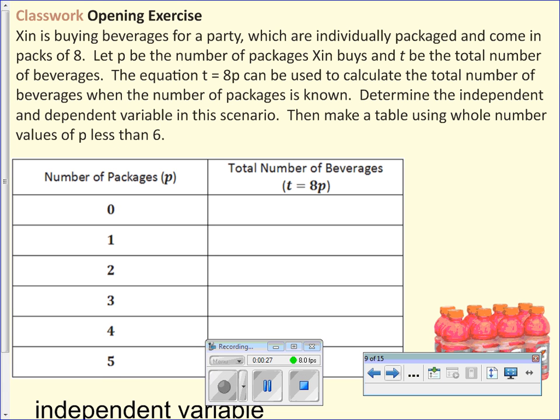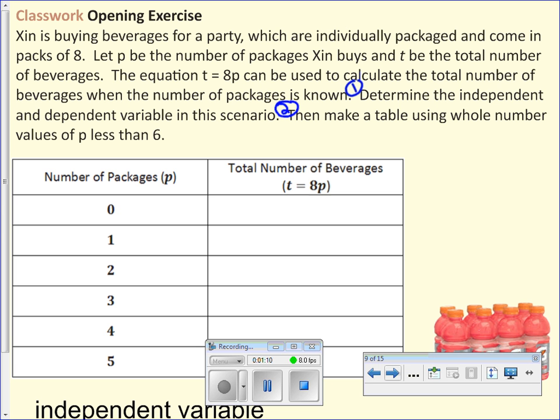So, Chin is buying beverages for a party, which are individually packaged and come in packs of 8. Let P be the number of packages Chin buys, and T be the total number of beverages. The equation T equals 8P can be used to calculate the total number of beverages when the number of packages is known. Determine the independent and dependent variable in this scenario, then make a table using whole number values of P less than 6. So step 1 is to determine the independent and dependent variables. Step 2 is to make the table.